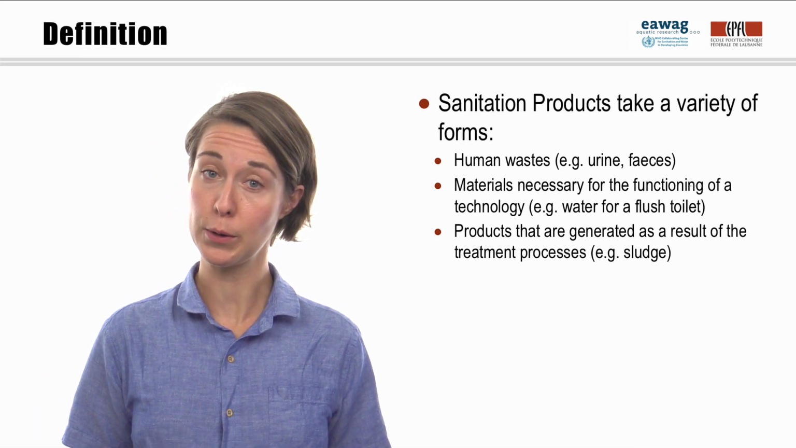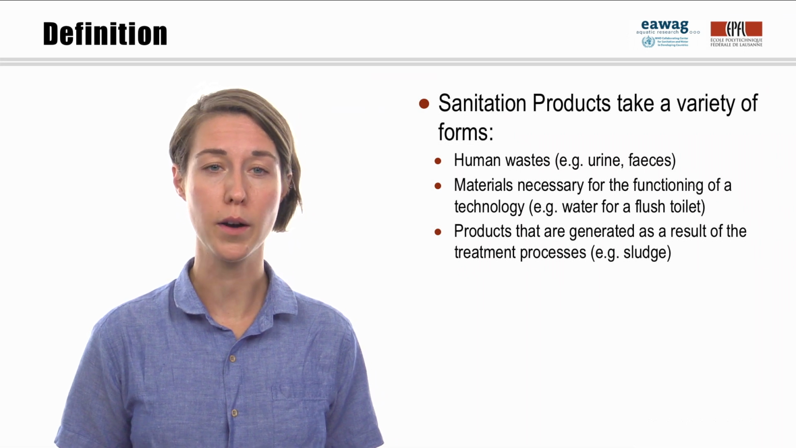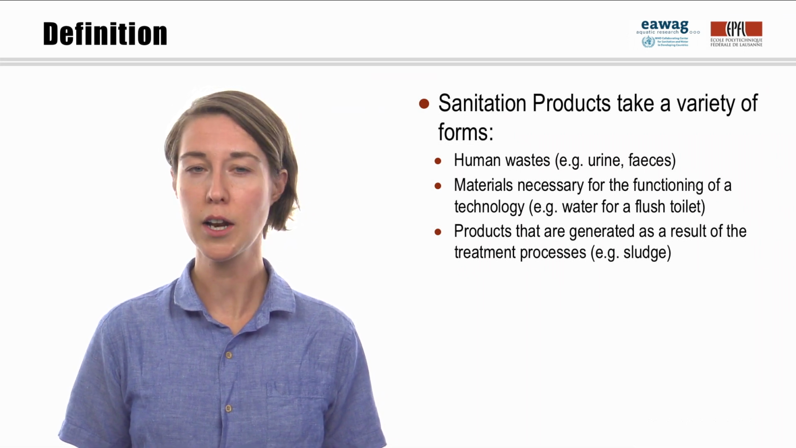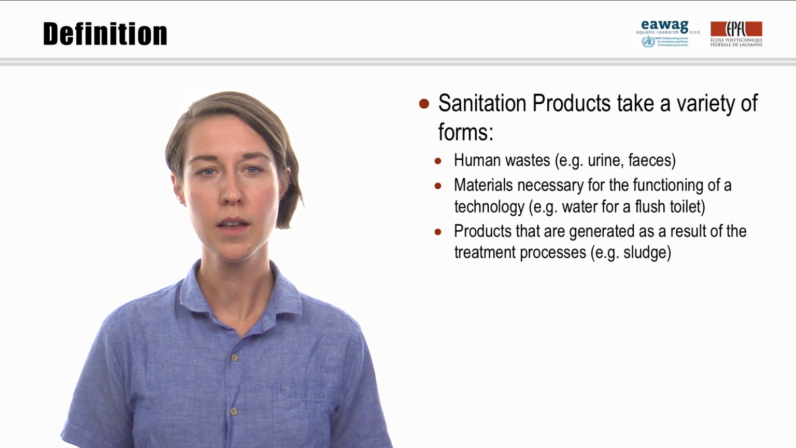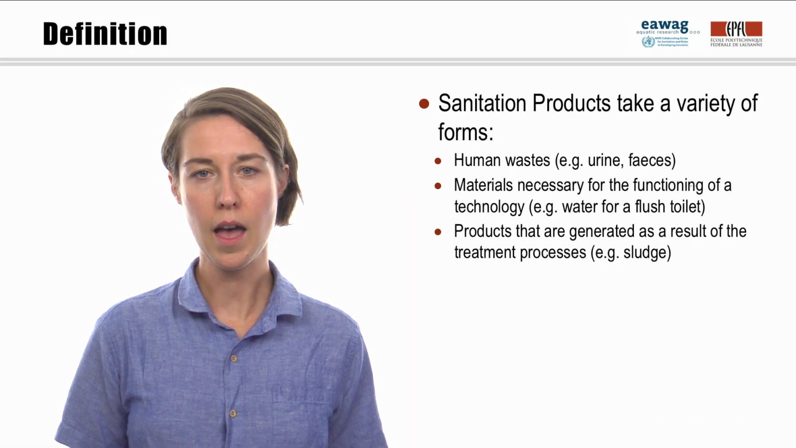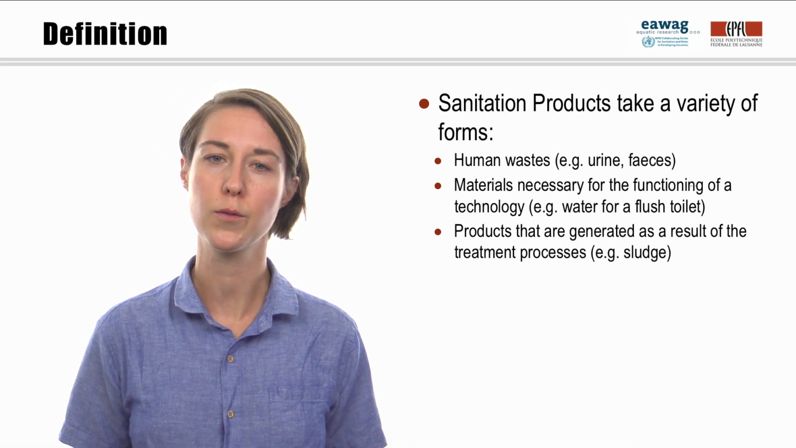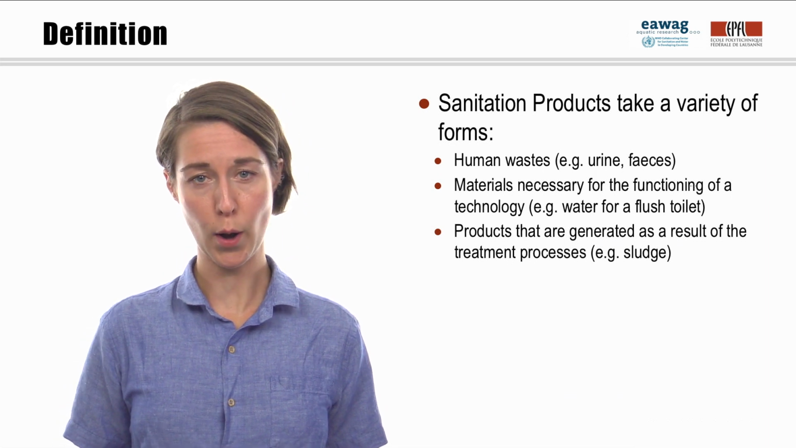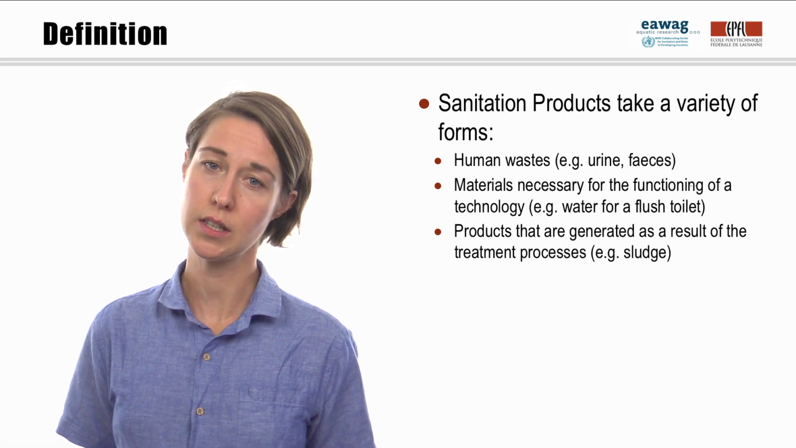Flush water, for example. You can't have a sewer system without water to transport the urine and feces, and in many dry cities around the world, there is simply no flush water, and therefore you would need to consider a different form of transport. There are other products that are generated throughout the sanitation system.